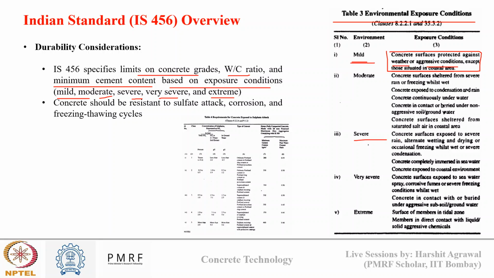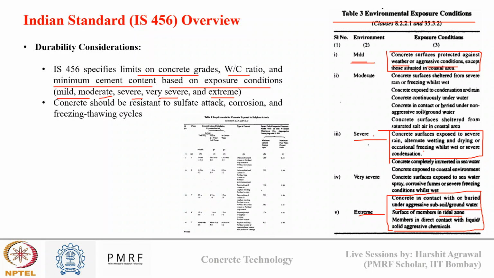Similarly, for severe, we say the concrete surface is exposed to severe rain, alternate wetting and drying, and occasional freezing. So if my concrete is exposed to such conditions, we say that the condition is severe. And in extreme, we say the concrete is in contact with or buried under aggressive soil or groundwater conditions. It is in a tidal zone, or it is in direct contact with liquid or solid aggressive chemicals. So if my concrete is under such threats, we say that the environment is extreme.